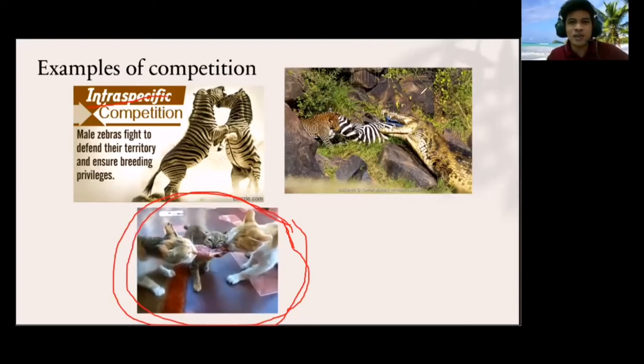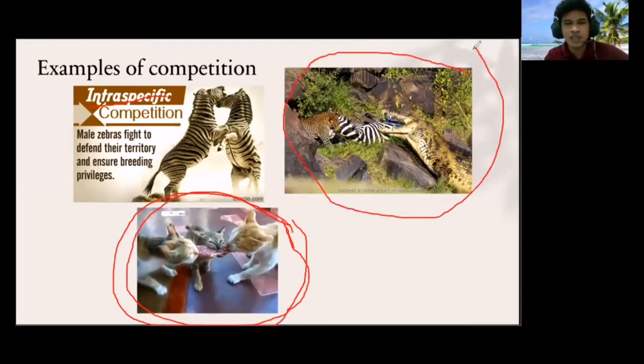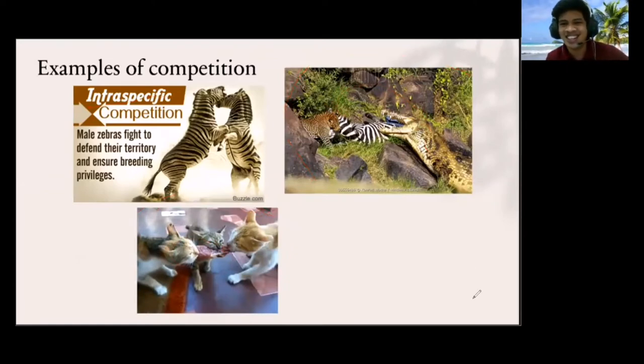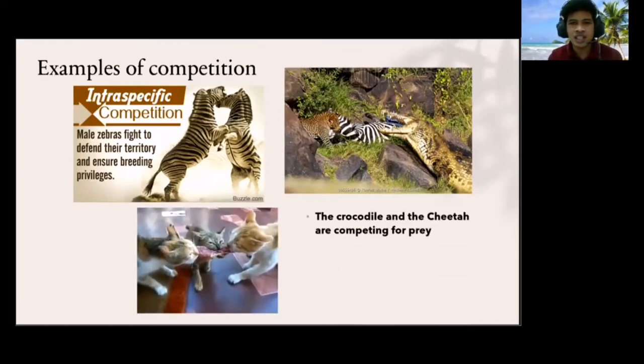So the first one here, we have interspecific, because the crocodile and the cheetah are fighting. These are two different kinds of animals, that's why this is called interspecific. And in number two, we have the three cats fighting for the food. In this case, they are the same animals, the same cats, so it is called intraspecific. Inter and intra. Do you understand?